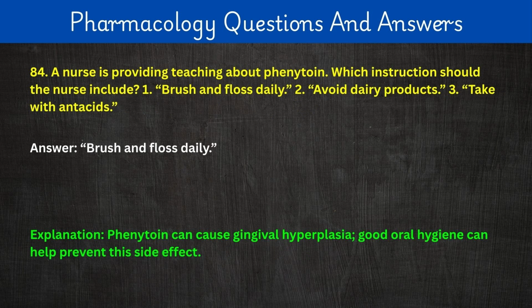84. A nurse is providing teaching about phenytoin. Which instruction should the nurse include? 1. Brush and floss daily. 2. Avoid dairy products. 3. Take with antacids. Answer. Brush and floss daily. Explanation. Phenytoin can cause gingival hyperplasia. Good oral hygiene can help prevent this side effect.